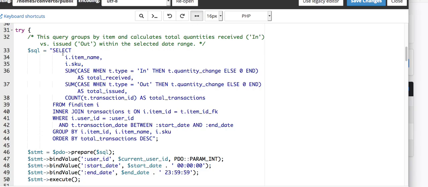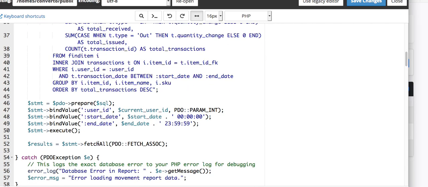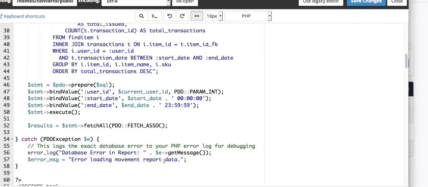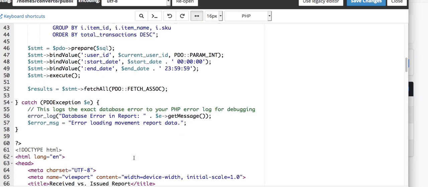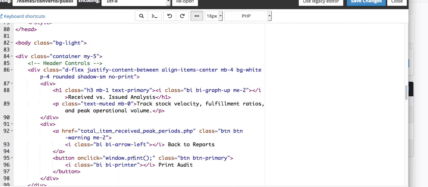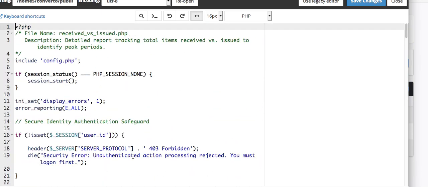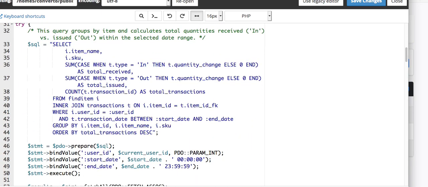And in this situation, it's the same idea. This query groups by the item and calculates the total quantity received. And then when you issue, it's like out. I received the selected date page. And I'm using the same type of thing. Look, I'm using the prepare statement, which is safe, that you need to do that. If it doesn't work, it's error loading data, and you'll get this error if there's something wrong there. And then of course you got your HTML, and I mean, you've seen this before. I'm pretty sure you have it. But this is the important thing right here.